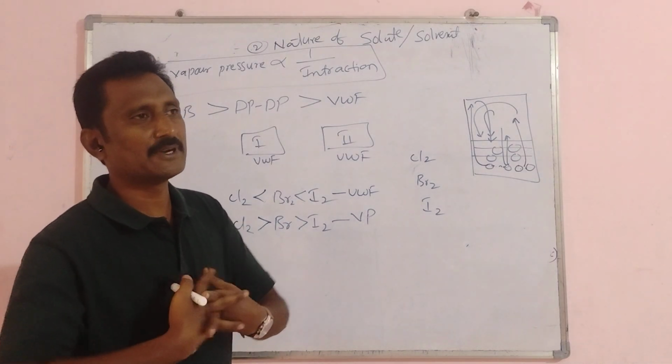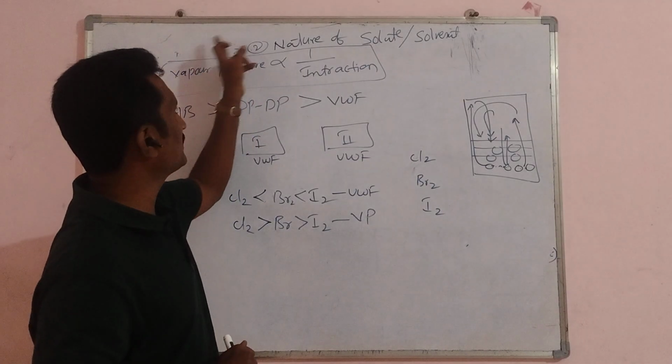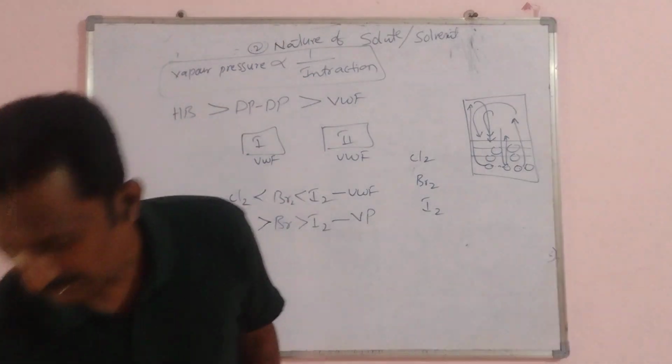Mostly vapor pressure is affected by two important factors. First one is the temperature. Second one is the nature of the liquid.